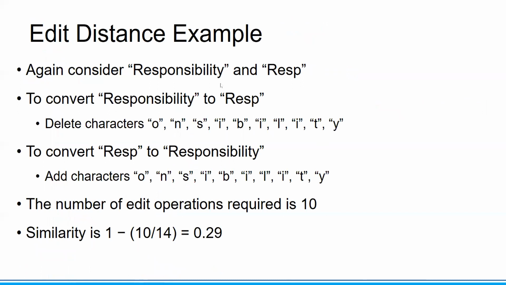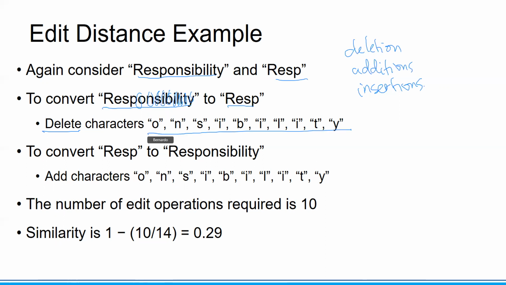If we are dealing with the edit distance, it means I have the same words, responsibility and RESP, and we need to find the possible deletions, the possible additions, and the possible insertions. We are making responsibility into RESP. It means we will delete ONSIBILITY. If we convert RESP to responsibility, then we will add the characters ONSIBILITY.